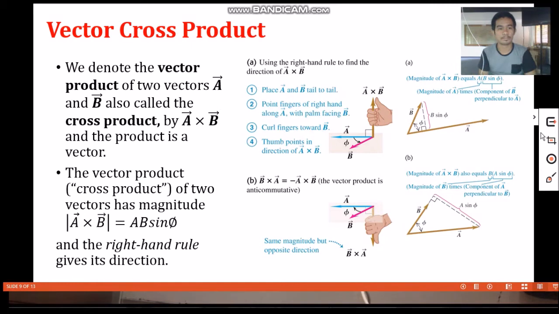Just as we did with the scalar dot product, we can also give a geometrical interpretation of the magnitude of the vector product. Suppose we have two given vectors, vector A and vector B. The magnitude of the product vector is equivalent to the component of B perpendicular to the direction of vector A, or the component of vector A that is perpendicular to the direction of vector B.